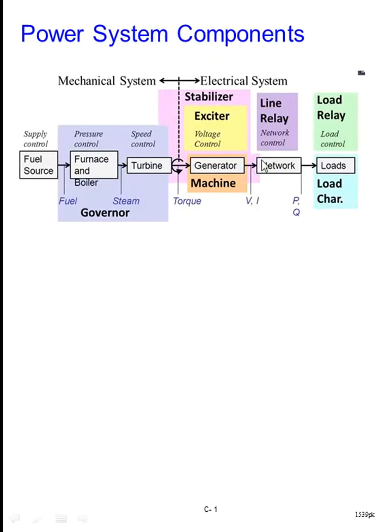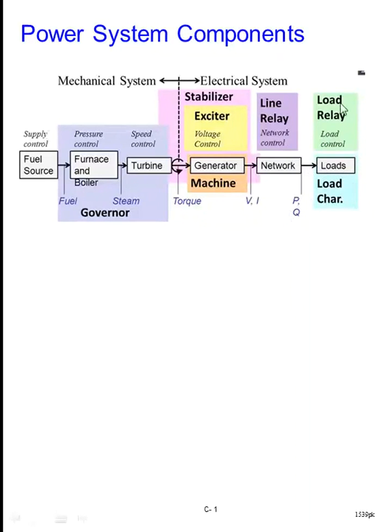Then the generator is connected to the network. It could be a line, or it could be several lines, several configurations of the lines. And then this line will have relay operation, mainly for the tripping objective, whenever there is some fault or disturbance. Then at the end of the line or the network, we have the load, and these loads have the power drawn, active power and reactive power.